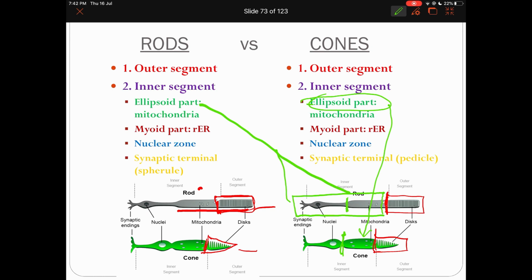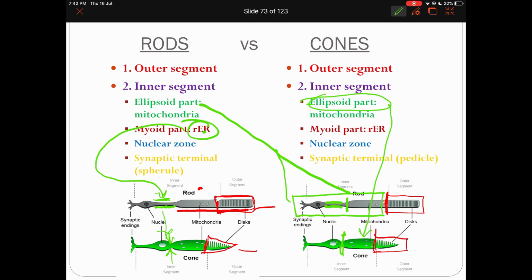The next portion, which is more narrower here, in case of a rod it is longer, but in case of the cones they are constricted here, smaller. This is called the myoid part. This contains rough endoplasmic reticulum. This is larger and longer here, and it is shorter here. Understand, this is called the myoid part, which contains rough endoplasmic reticulum.